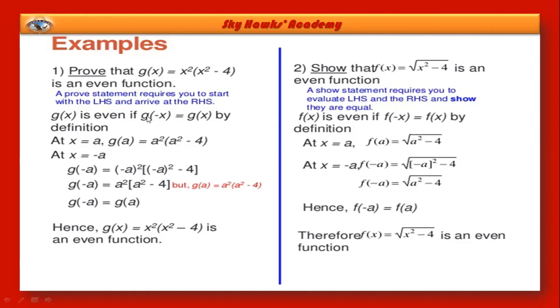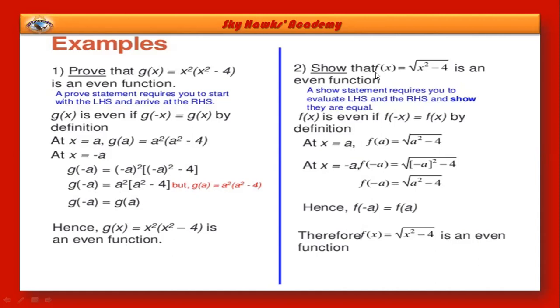You are doing the same rule, the same procedure, only one step: you are replacing each and every x with a positive number a, and next time you are replacing each and every x with the negative a. And this way, if you are reaching the same answer for the negative a and the positive a, for each and every x, then you can say it's an even function.